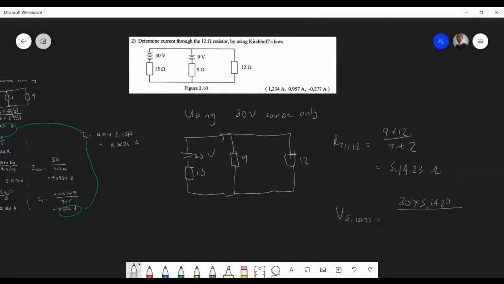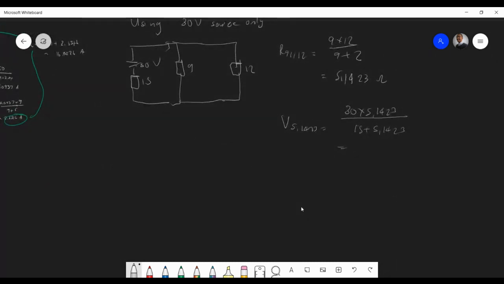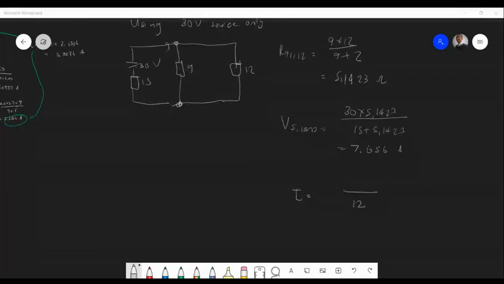Pauline, can I have this answer, please? 15 plus 5.1423. What is my voltage here? From that, I can find my current going through there. In this case, that current is going to be 12. So can I have my voltage, please, across this branch? It's 7.656. Thank you. Who is that, Brent or Tristan? Tristan, yeah. Okay. You got that.